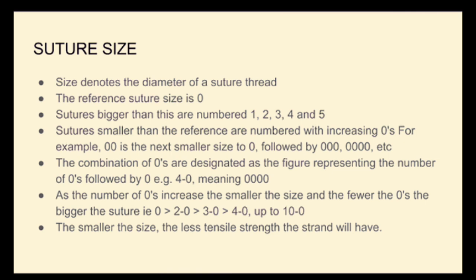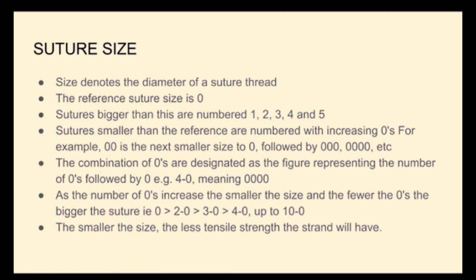Suture size is very important to note because we use this in determining the type of sutures that we're going to use, and it denotes the diameter of the suture thread. The reference for the size is O. Sutures bigger than this are numbered 1, 2, 3, 4, 5. Sutures smaller than O in diameter are numbered with increasing numbers of O's. For example, if you've been in theater before, you've heard of maybe Vicryl 2O or 3O. So the higher the number of O's, the smaller the suture. 2O is smaller than O, 3O is smaller than 2O, and so on.